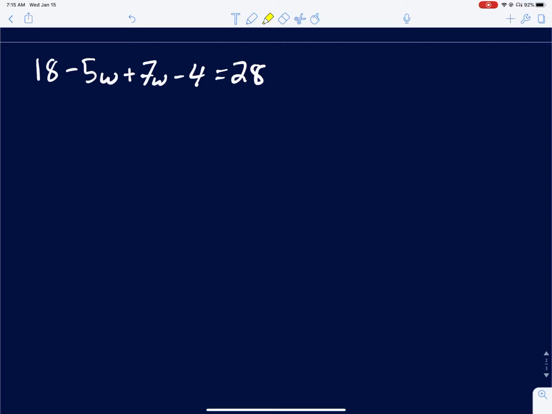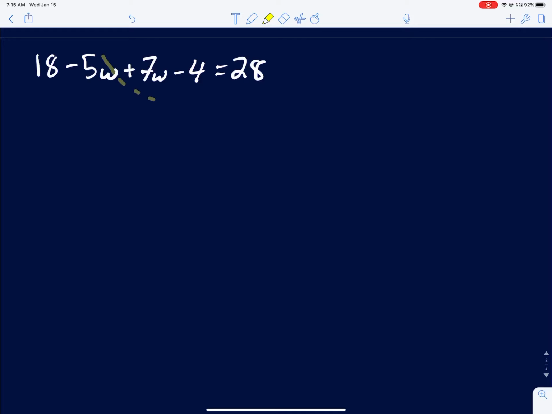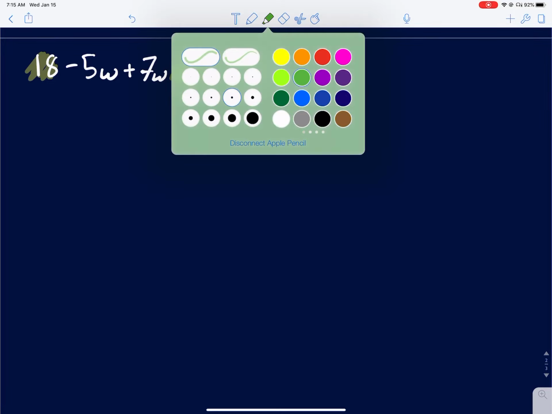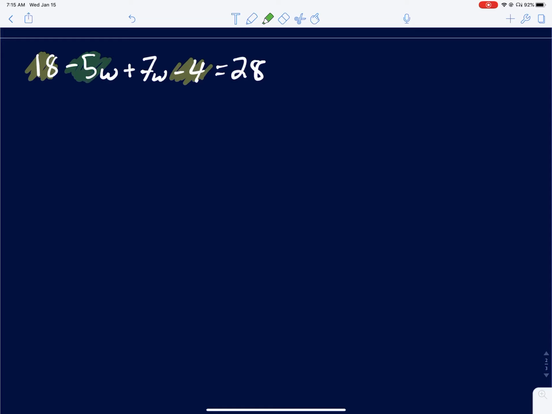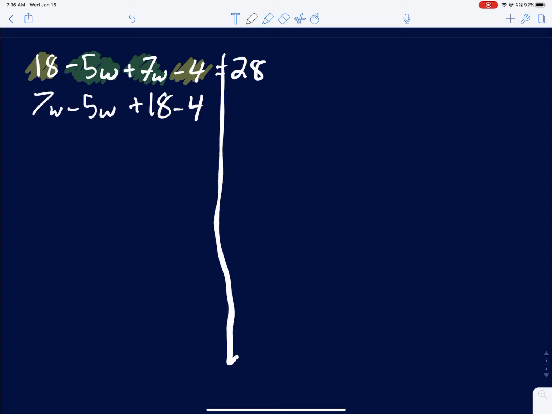So we have a couple sets of like terms here on the left side, as a matter of fact. We have 18 and negative 4. And we also have negative 5w and positive 7w. So let's go ahead and combine those. We have 7w. We're going to just write it so it's easy for us. 7w minus 5w. And we have 18 minus 4. And this is all going to be equal to 28.